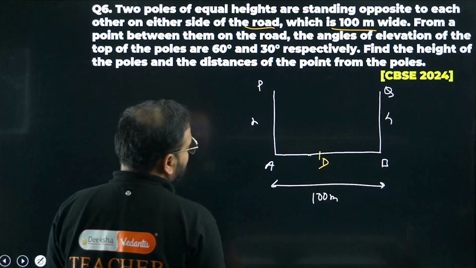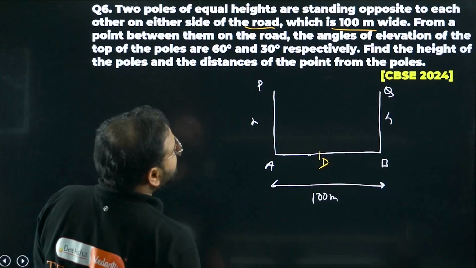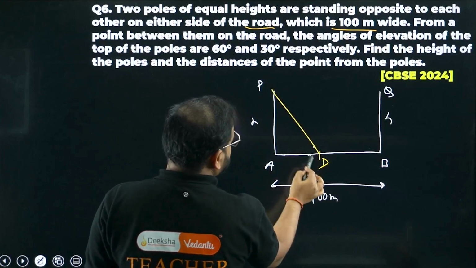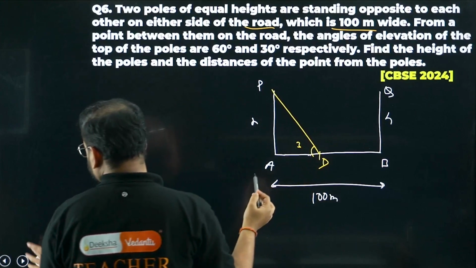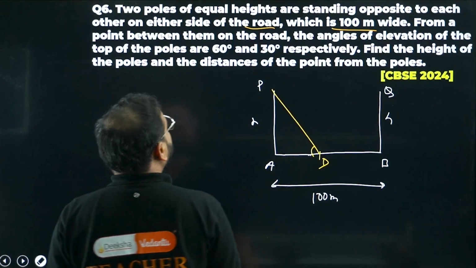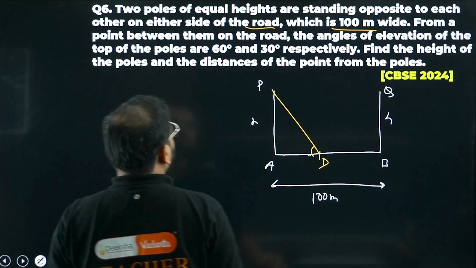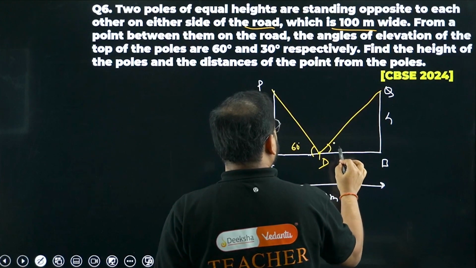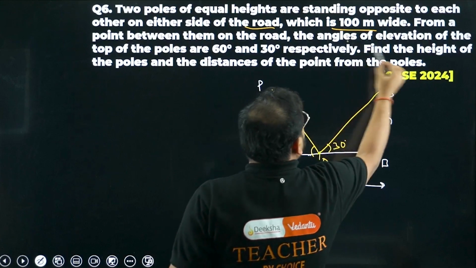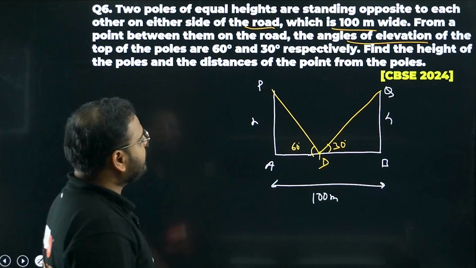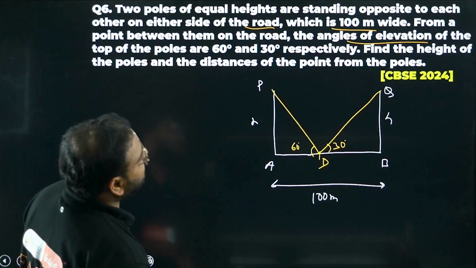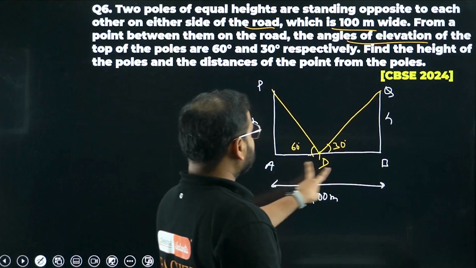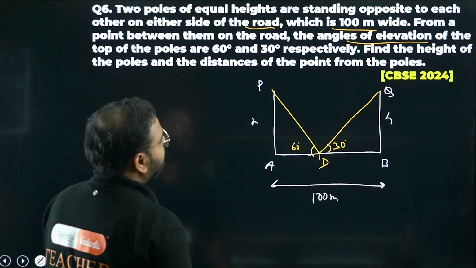The angles of elevation of the tops of the poles are 60 and 30 degrees. This is 60 degrees, and this is 30 degrees. That's how you draw the angle of elevation from point D. Find the height of the pole and the distance of the point from the poles. That means we have to find this distance and this distance. So first we have to find the height.